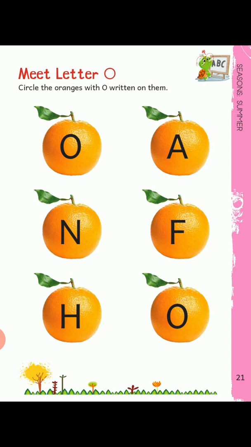Now, open page number 21. Here we have some images of oranges. Some different letters are written. We have to circle those images on which letter O is written. Like, on the first orange O is written. Now circle. And the last orange is also O. Now circle here. Clear, students?